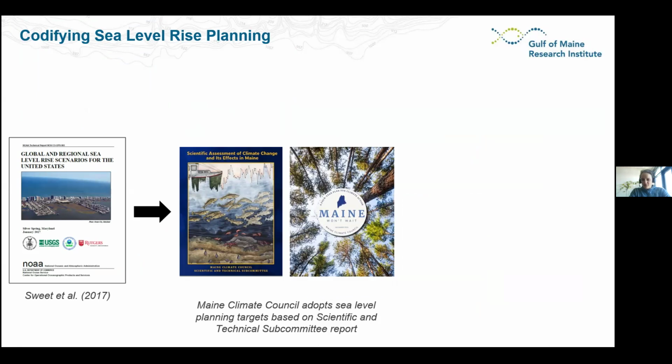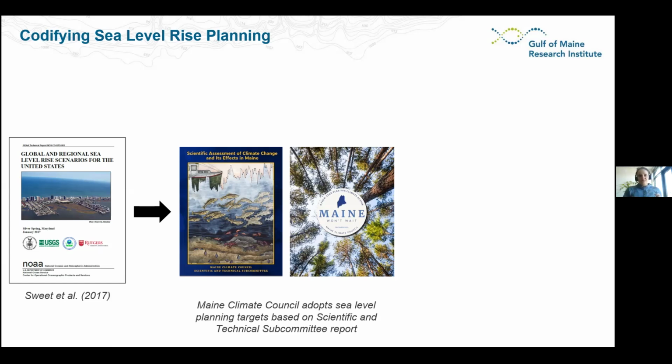So there are quite a few states out there that have codified, they've incorporated sea level projections into local planning. And here's the way Maine has done it. So this all happened before I started working in Maine, but after the 2017 NOAA sea level rise scenarios came out, Maine went through its first process of writing a report of local impacts of climate change in Maine, and then using that to inform our first 4-year climate action plan.